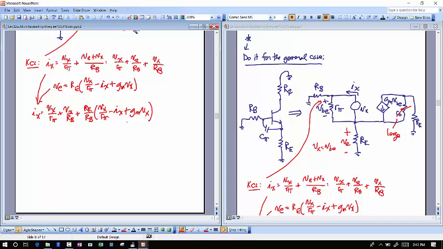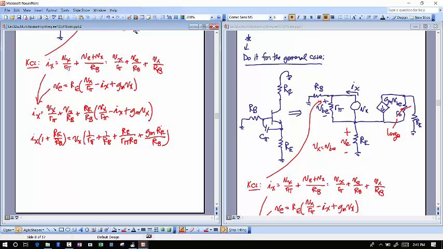And then finally, and I'm doing all of this sort of for you so that you can see how you should attack these problems that have a lot of math. Not a lot of math, but a lot of algebra. Right? Put all the Ix's to one side. RE over RB. And then I guess I'm forced to write this whole thing. 1 over R pi, 1 over RB, plus RE over R pi RB, plus GmRE over RB.